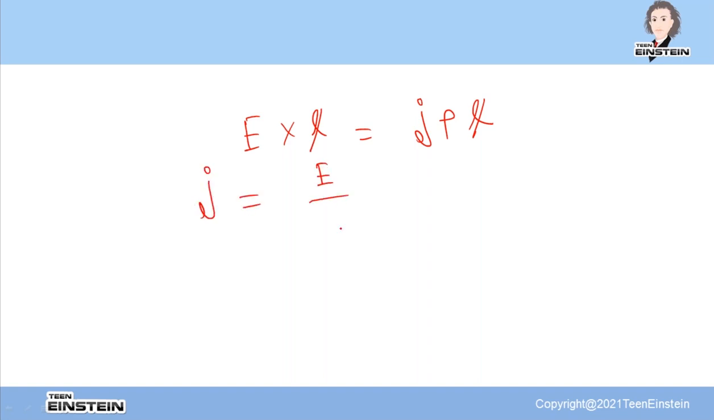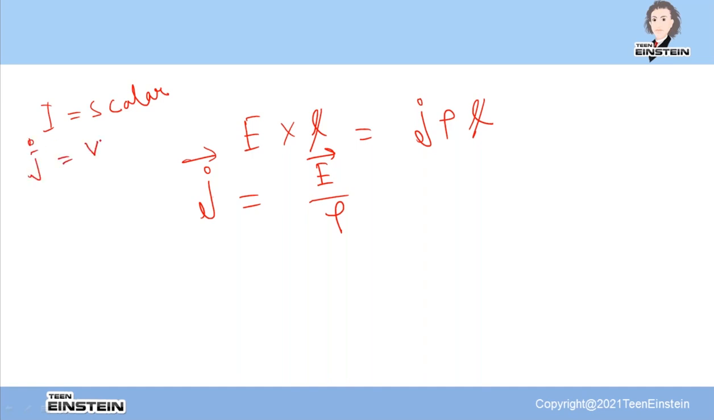I should also note that these are vector quantities. This current density is a vector quantity. Current is a scalar quantity, whereas J is a vector quantity.